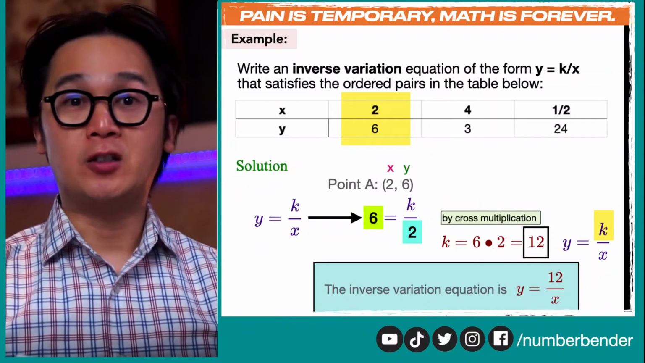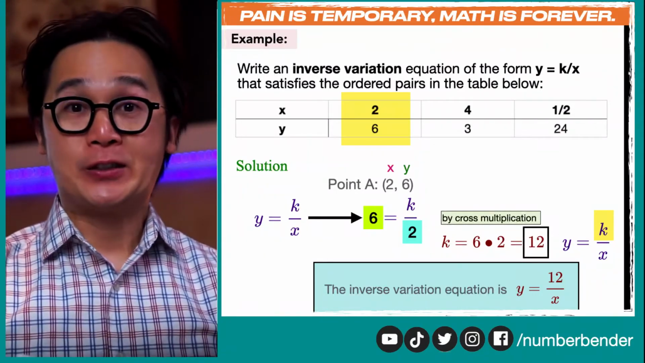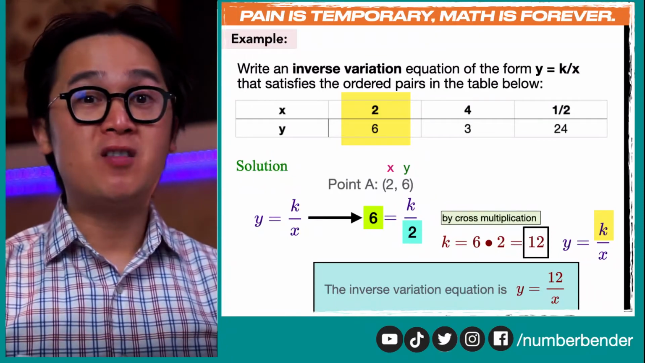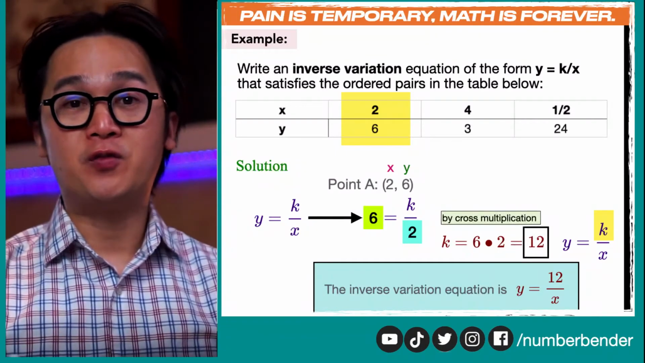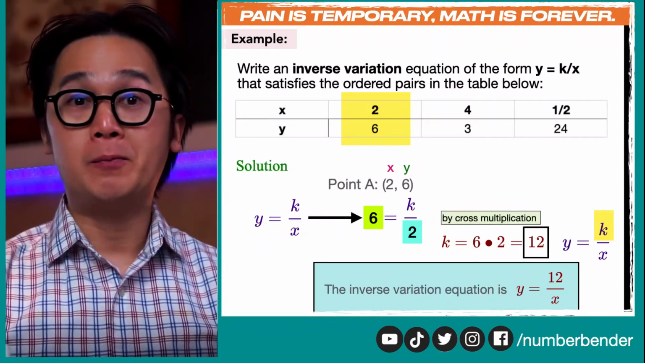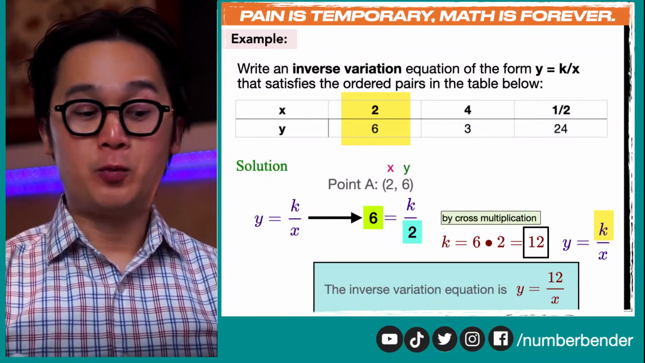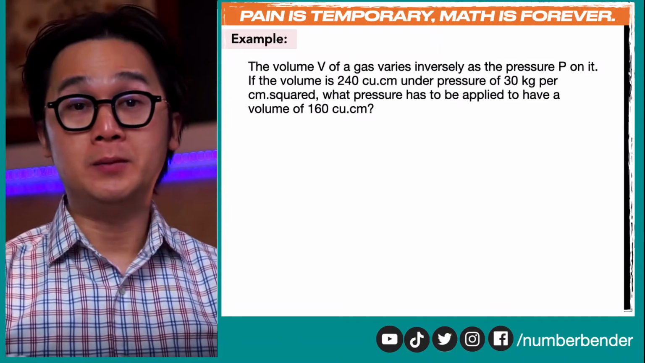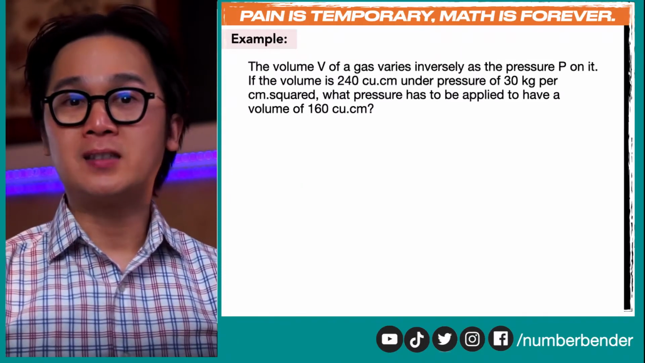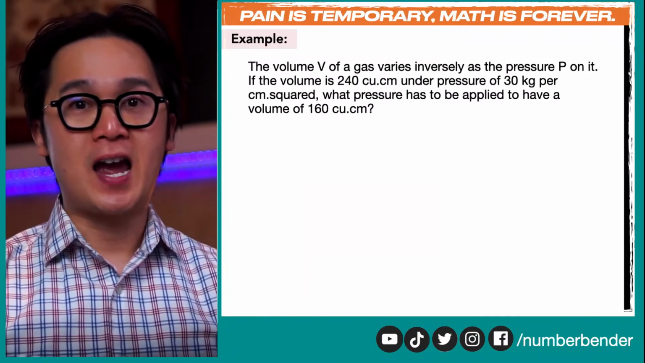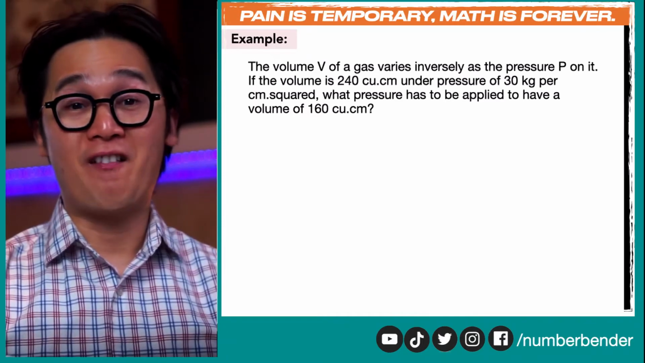Again, you just need to look for the keywords so that you would know what type of formula you're going to be using to find the constant of variation that will help you write the equation that you are looking for. And now let's say we have this type of word problem, which is a little bit complex compared to the other two because this time we're using a different variable.